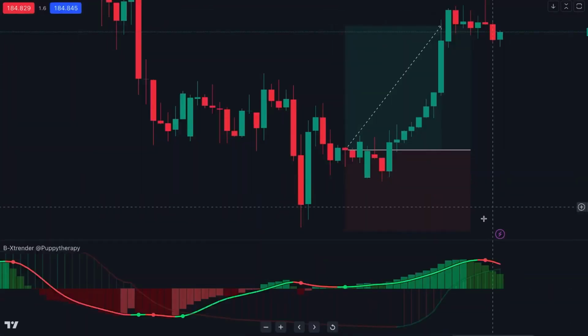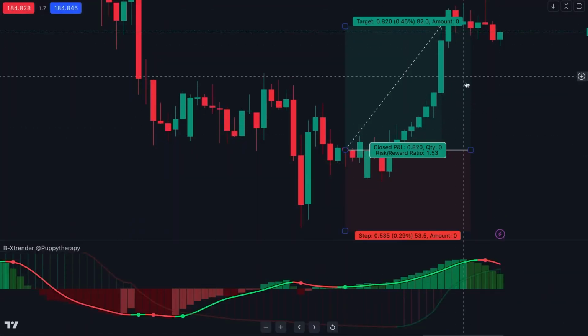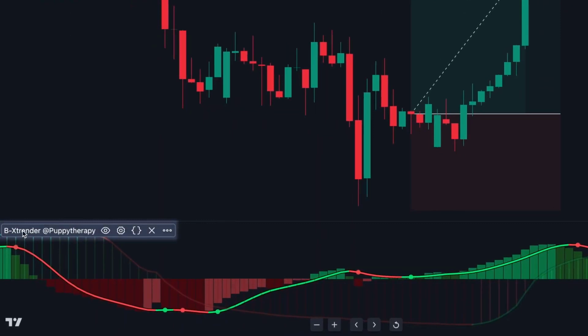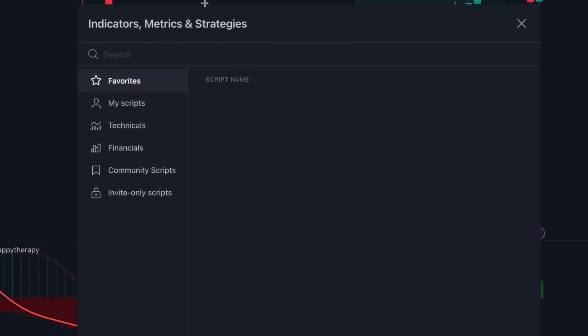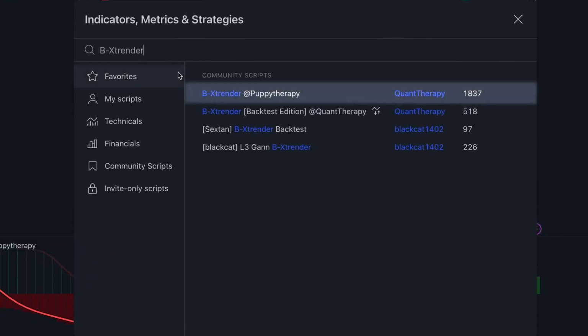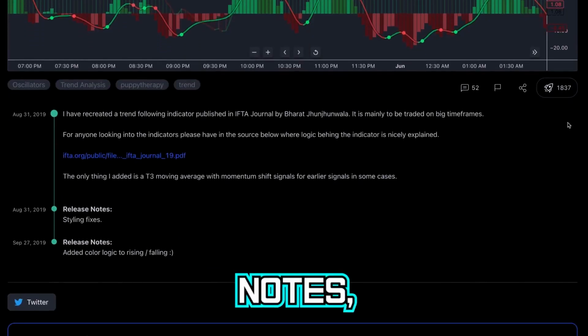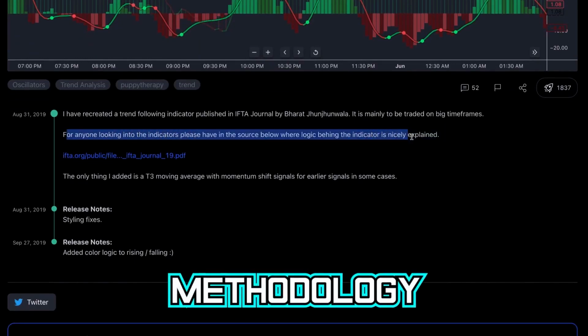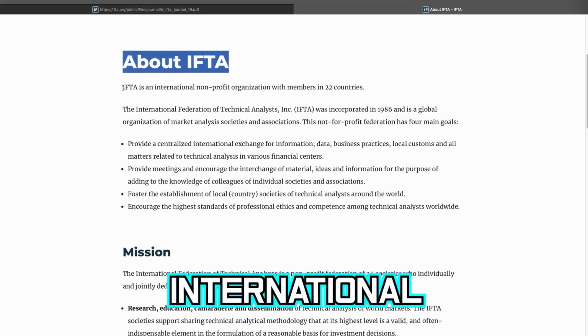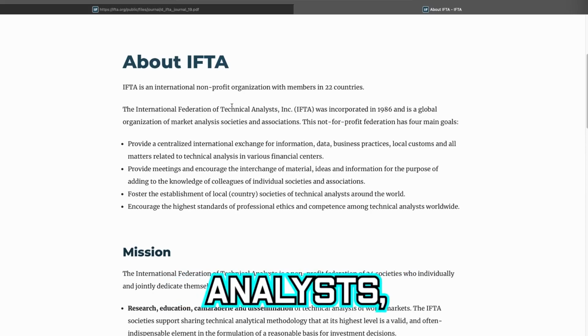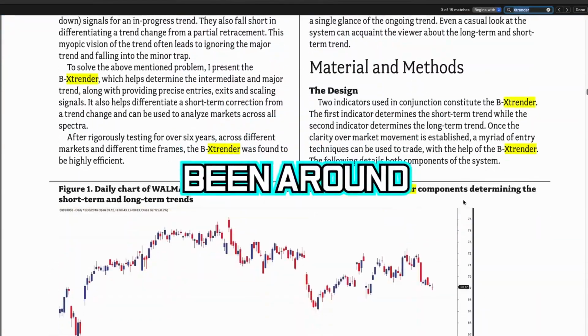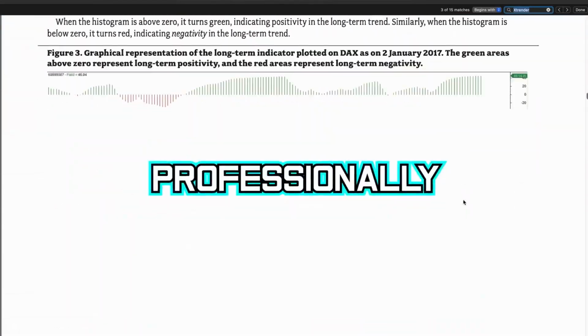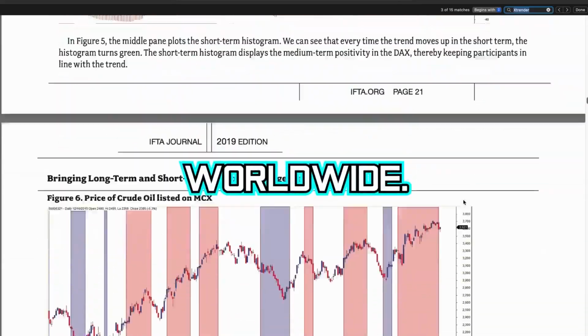This trade was caught using the indicator, and as you can see here, the indicator in question is called B-Xtrender. Go to the Indicators tab and search B-Xtrender, it's this one by Quant Therapy, and add it to your chart. If we look at the developer's notes, we can see that the methodology for this indicator was proposed by the International Federation of Technical Analysts, an institution that has been around since 1987, professionally certifying traders worldwide.